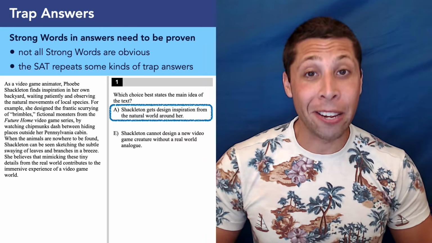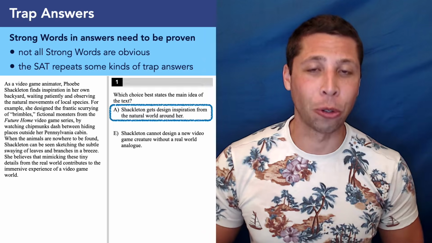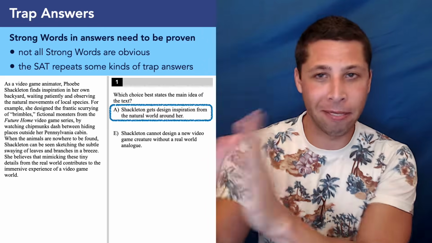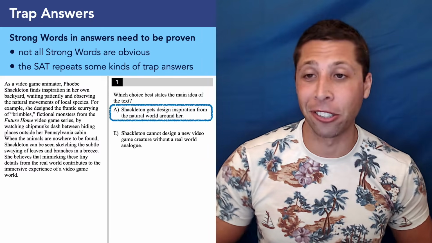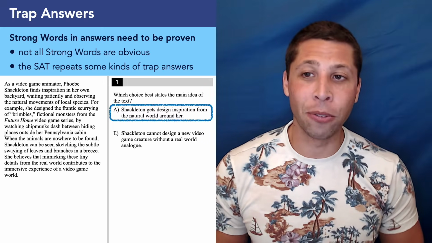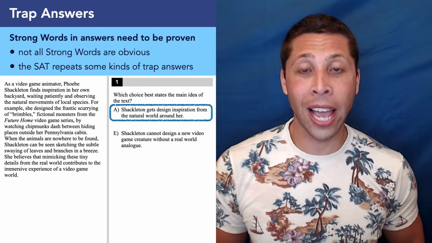Let's look at choice E, which I know the SAT does not have an actual choice E, but just in case you want to comment, it makes it easier to have different letters. Shackleton cannot design a new video game creature without a real-world analog.